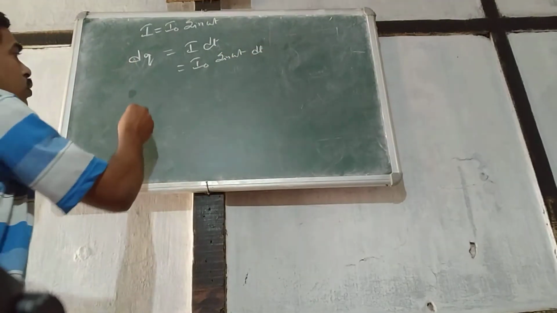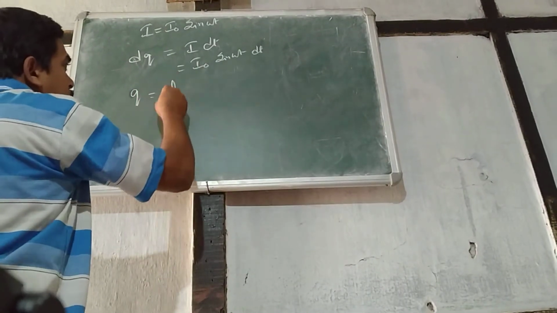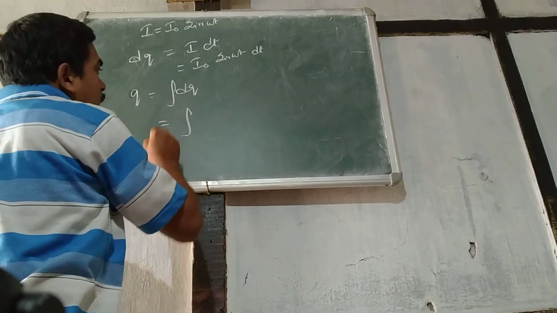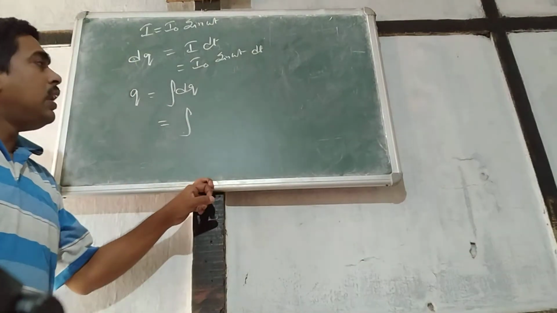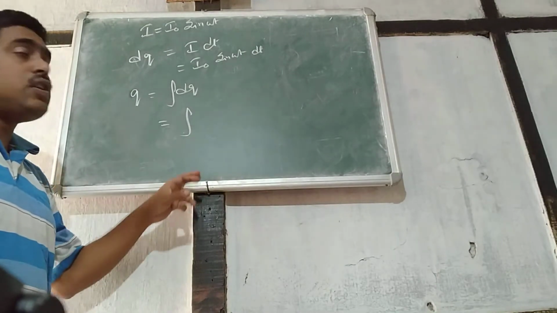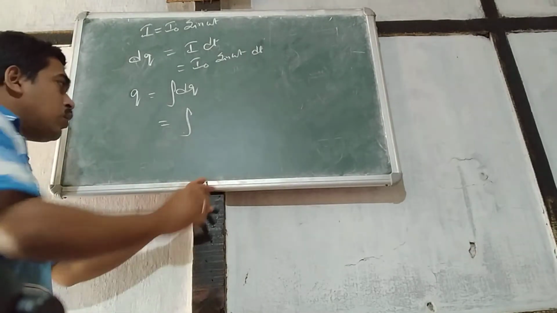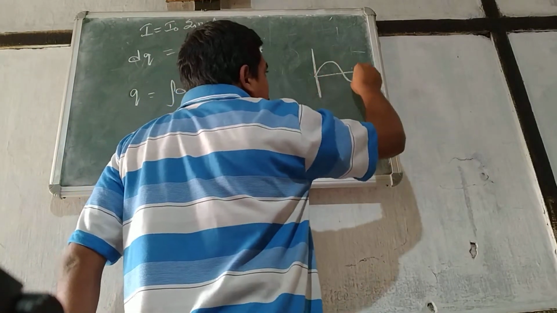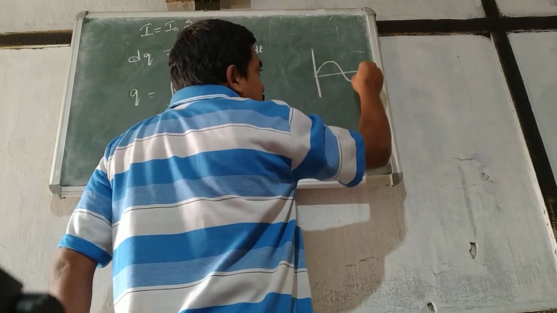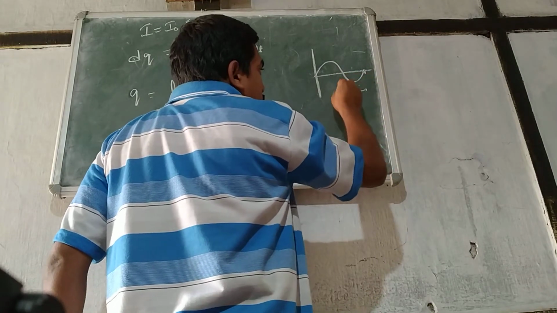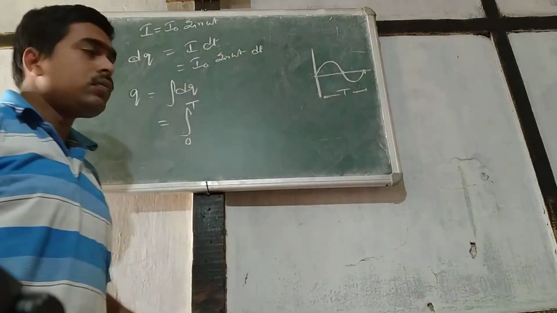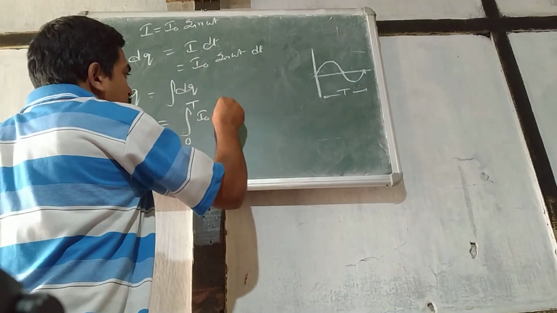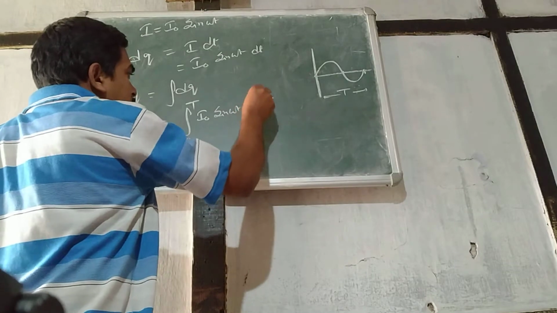Therefore, total charge q will be the integration of dq. Now we will give the limit. Limit means complete cycle. Average value is determined for a complete cycle, so cycle means 0 to T time. Now our AC, complete time period means T, up to this much, and this will be T by 2. Then integral from 0 to T of I naught sin omega t dt.